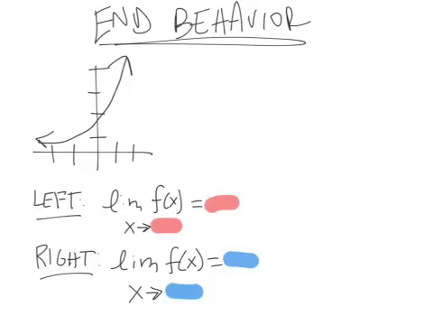Okay, everybody, I'm back here. I've got an end behavior slide up here. I got a graph of an exponential growth function. As you can see, I've written out limit notation, and I am missing a few items here. So I want to talk about left end behavior and right end behavior.